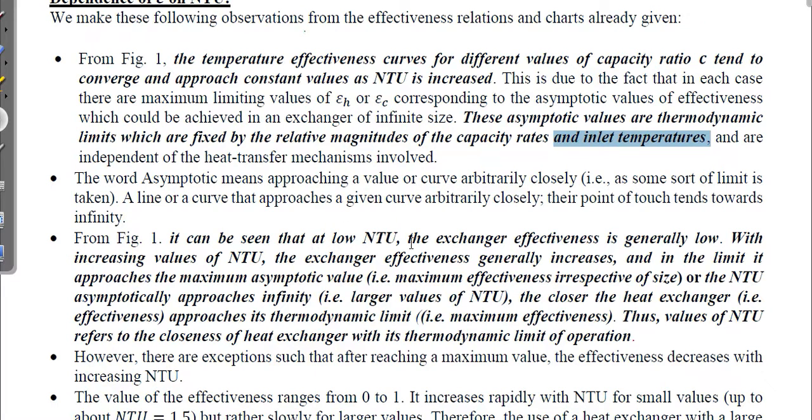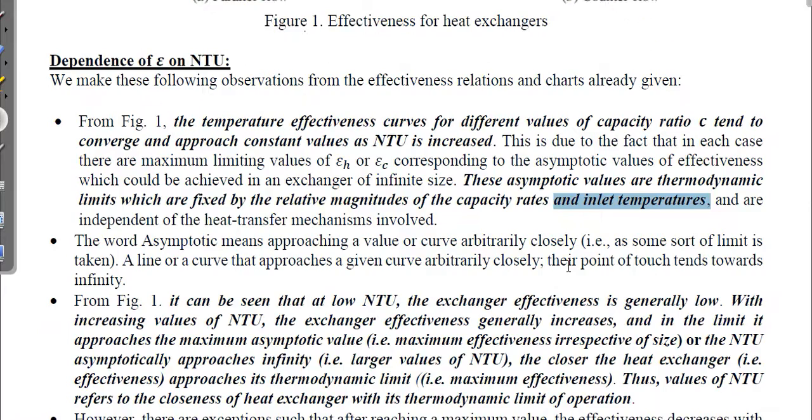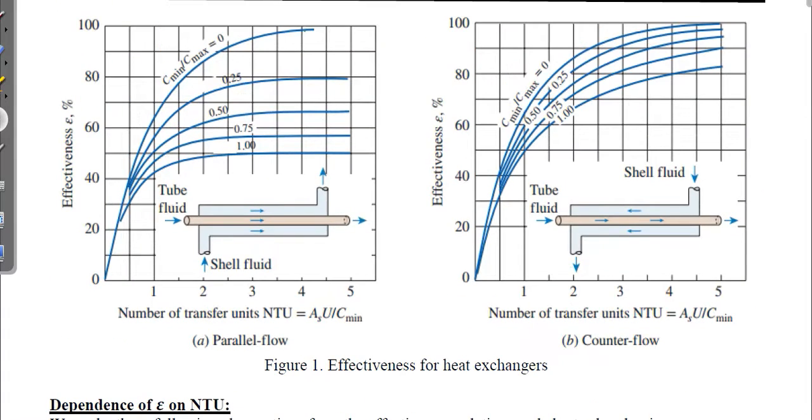So it can be seen that at low NTU, exchanger effectiveness is generally low, as we have seen in the graph. With increasing NTU, the exchanger effectiveness generally increases, and in the limit it approaches the maximum asymptotic value, that is the maximum effectiveness irrespective of the size. So when you increase this NTU value, the effectiveness also reaches its asymptotic value, the maximum limiting condition. The graph touches it at an infinite point, so after that, if you increase the size, there is no improvement in the effectiveness value. That was the meaning of that sentence.